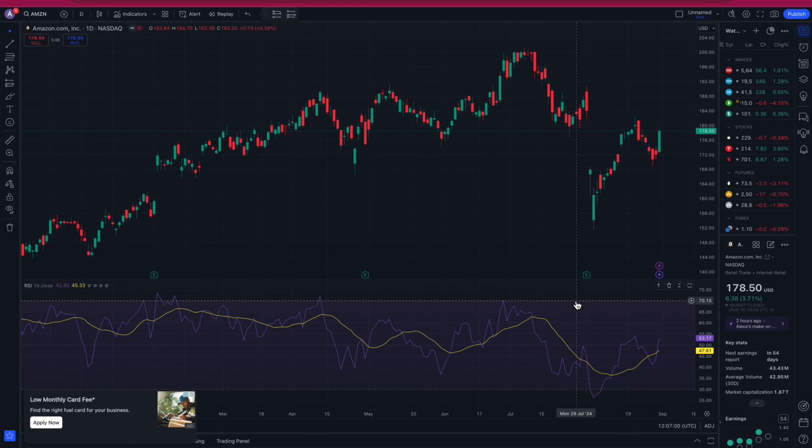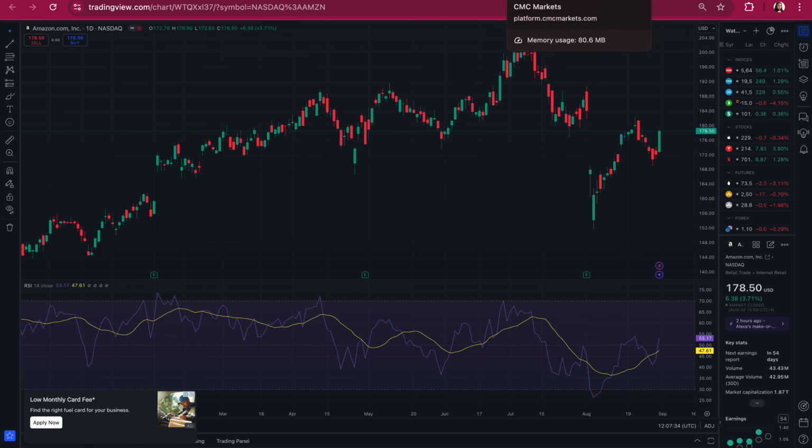What people are doing with the RSI indicator is, the indicator ranges between 0 and 100, and anything closer to 100, over 70, is classified as overbought, and anything that falls below 30 is classified as oversold.